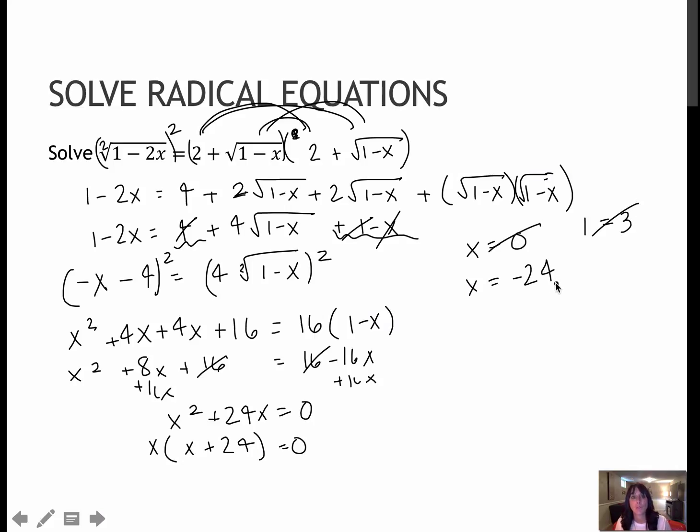Plugging in negative 24, I would plug in negative 24 here, which would make it the square root of 49, which is 7. Plugging in a negative 24 here gives me 2 plus 5, which is 7. So negative 24 is my only solution.